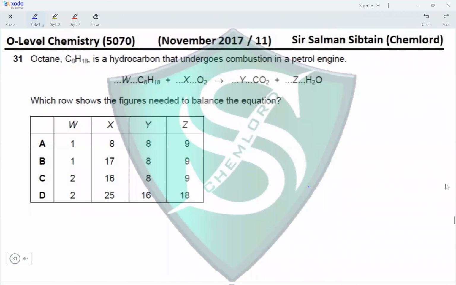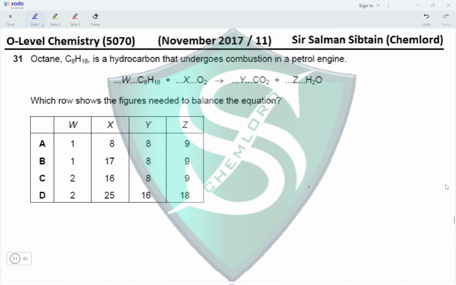Hi guys, this is O-Level Chemistry, paper 11, November 2017, question 31. Octane, C8H18, is a hydrocarbon that undergoes combustion in a petrol engine. Which row shows the figures needed to balance the equation?